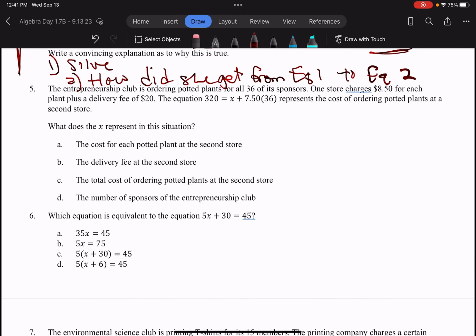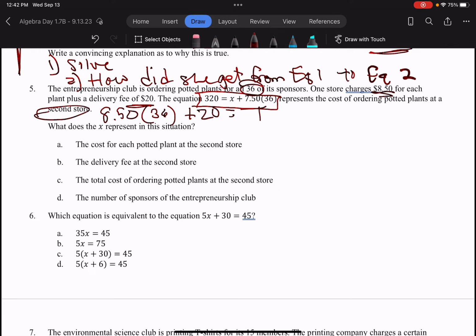The Entrepreneurship Club is ordering potted plants for 36 of its sponsors. So we have 36 people. We know that information. One store charges $8.50 for each plant, so that'd be 36 times $8.50 plus a delivery fee of $20. So that equation would be $8.50 times 36 plus a constant rate of 20 for that delivery fee equals the total, right? Now, another equation, 320 equals x plus 750 times 36, represents the cost of ordering potted plants at a second store. So this other equation is for a different store. Okay. What does x represent in the situation?